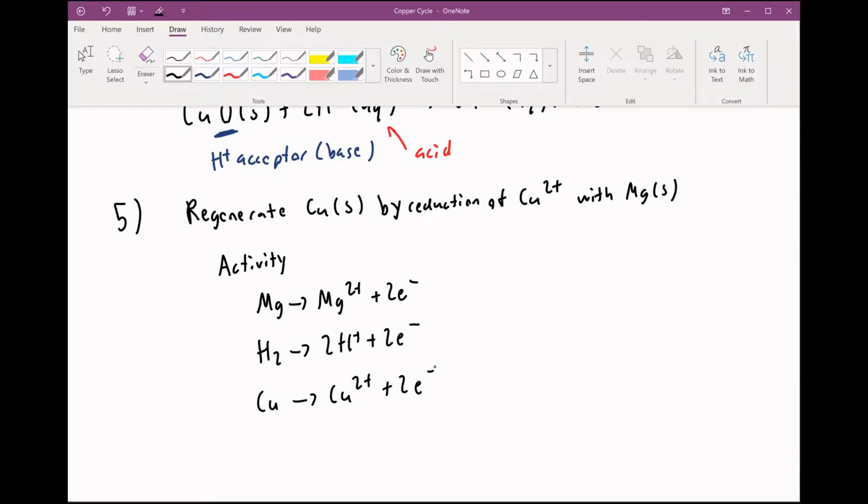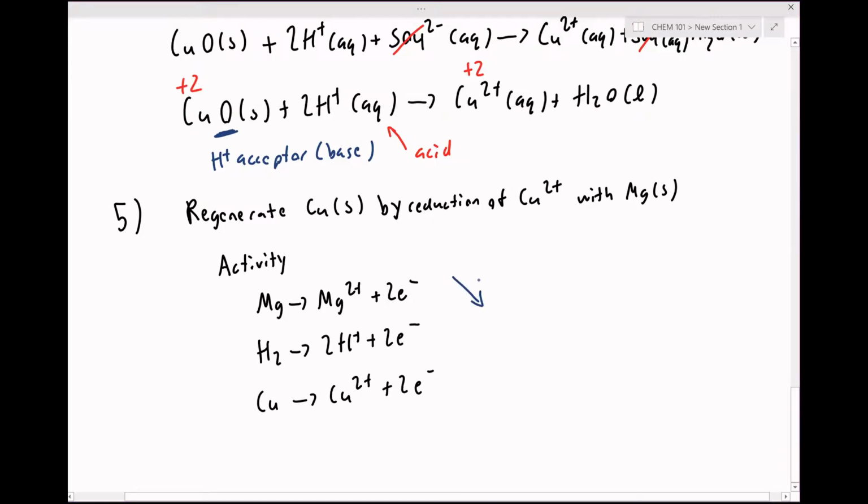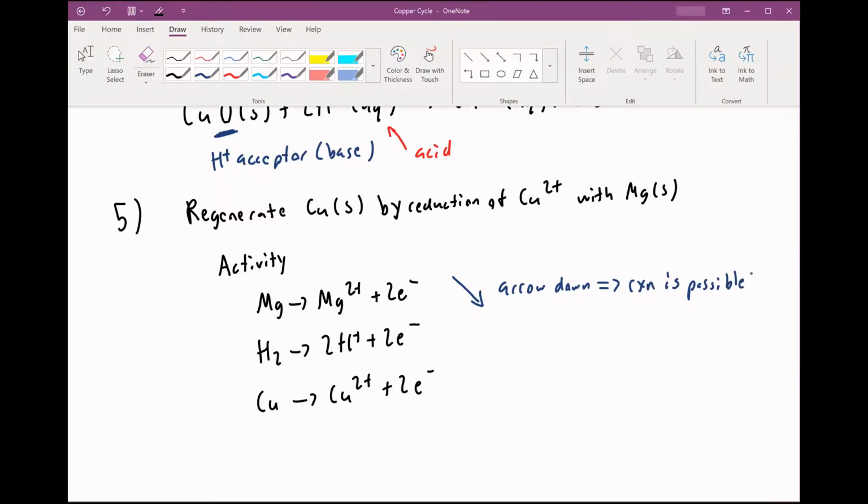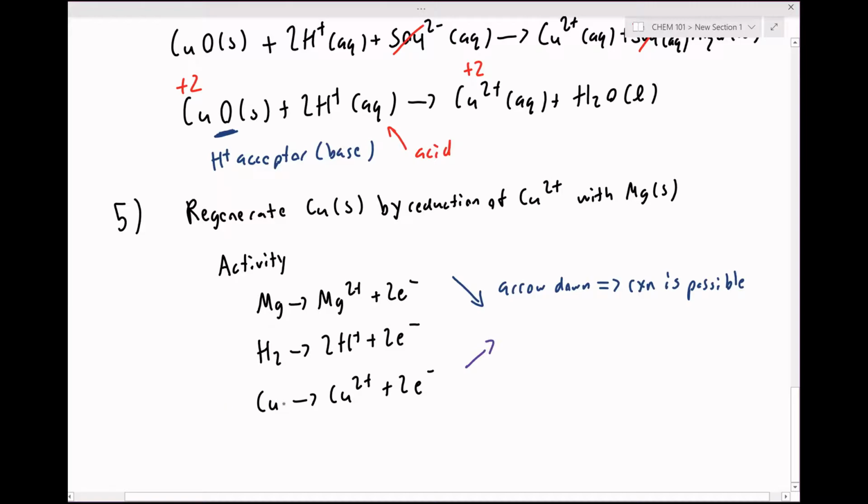Now, as a refresher, if you can draw an arrow from the left-hand side, from your metal, your reducing agent, to your cationic species or your oxidizing agent, if your arrow is pointing down, that implies that a reaction is possible. As a corollary to this, if your arrow going from your reducing agent to your oxidizing agent on your activity series is pointing up, then the reaction is disfavored.